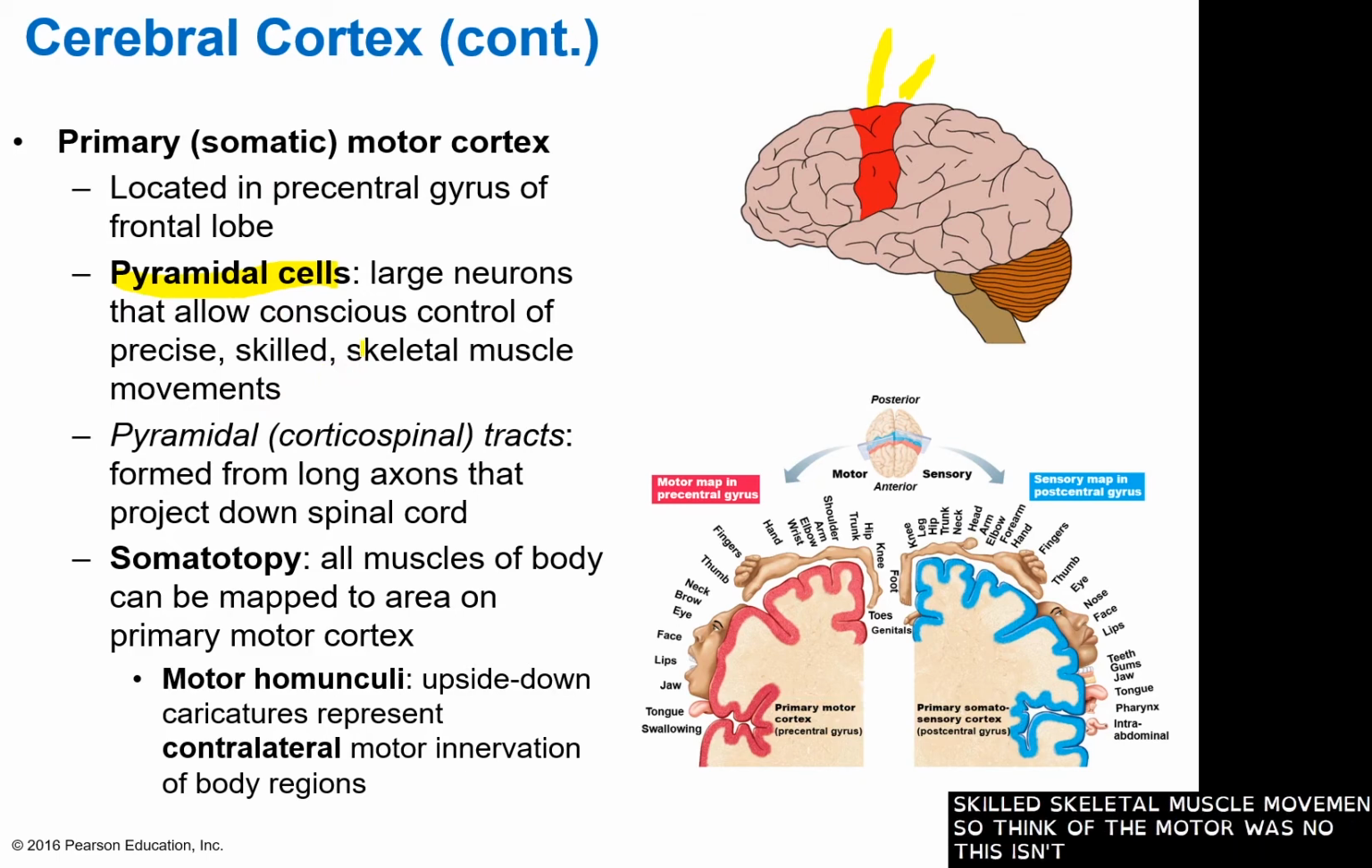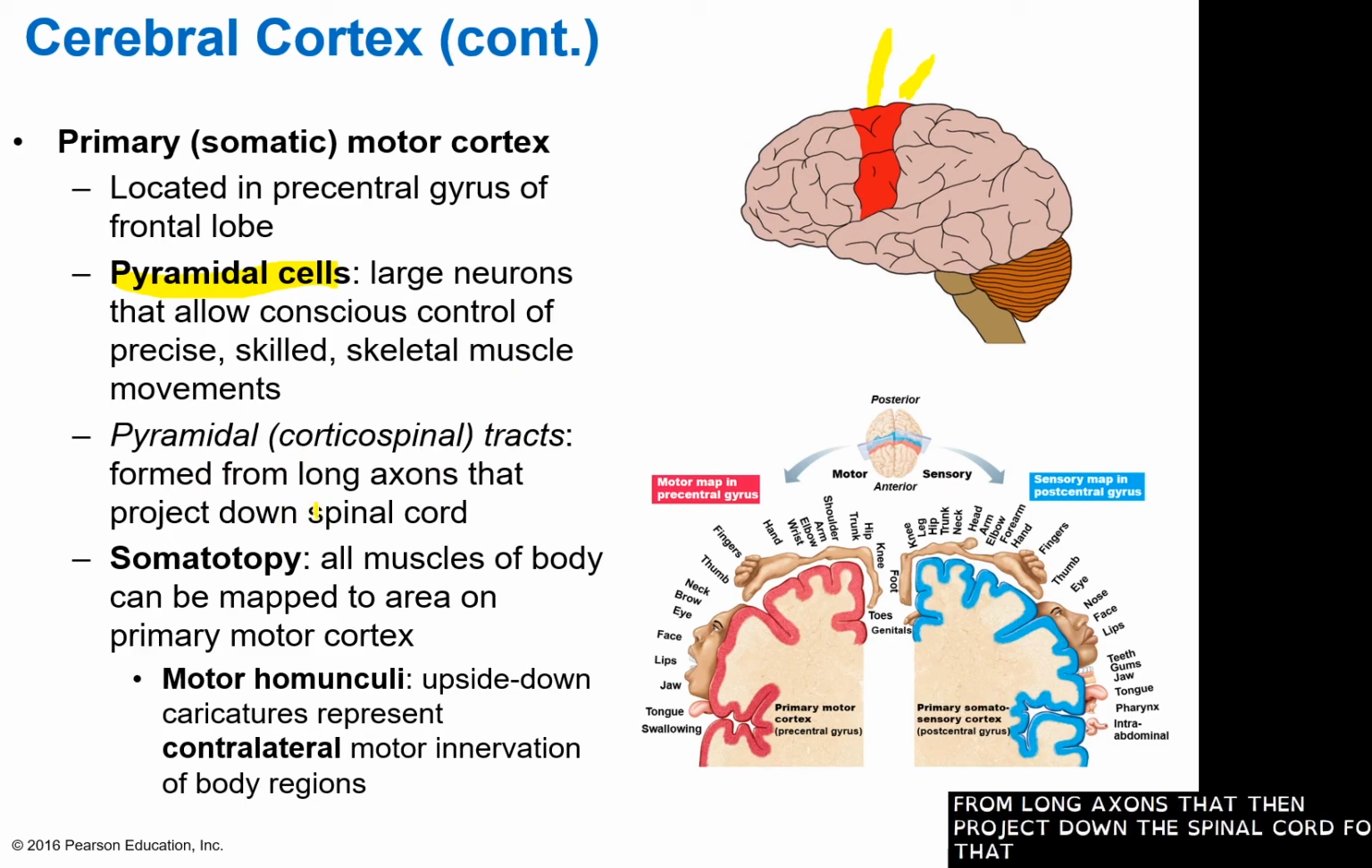Now, this isn't the only part of your brain that controls muscle movements. So this just sends the signal out that says, okay, you're contracting your biceps. There are a lot of other association areas that control how powerful or how fine-tuned that contraction is. So we're going to add more things to this, but this is where it initiates. So it starts here and works its way down. Then these pyramidal or corticospinal tracts are formed from long axons that project down the spinal cord for that movement.